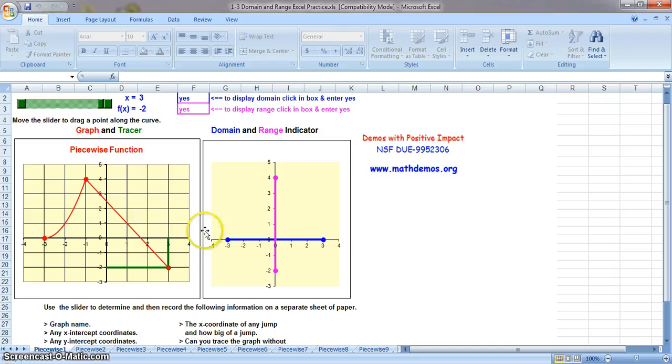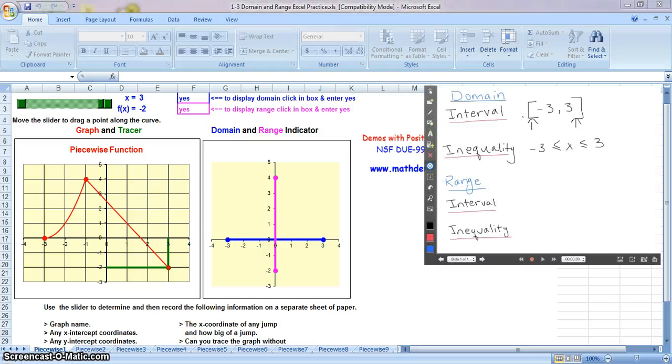There is no gap in your function. Sometimes you have two parts of your function covering the y-axis. It doesn't matter, as long as there is one line covering this part of the y-axis, it's going to be included in your range. So your range, in interval notation, is going to be -2, which is included, all the way up to 4. And if you look back at the function, all the way from -2 up till 4, on one of the sides at least, there is part of the function. To write that in inequality notation, y is between -2 and 4.